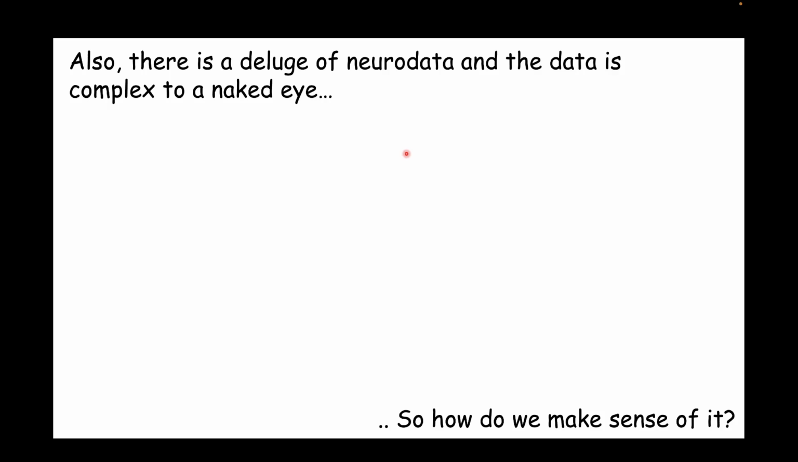There is also a deluge of neuro data across different modalities, as you have seen, and it is very complex to the naked eye. So how do we make sense of it? This is where different subclasses of neuroscience come in. First, neuroscience, where we use the method of scientific inquiry to understand brain-behavior correlations and the mechanisms behind various phenomena. We form the hypothesis and then test.